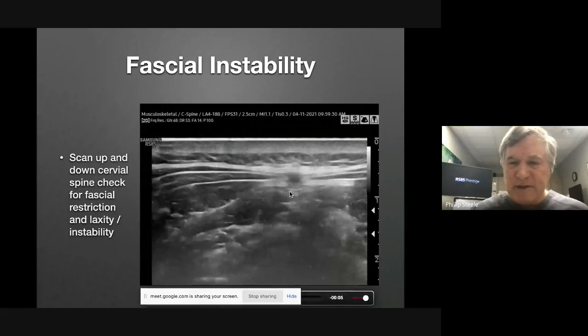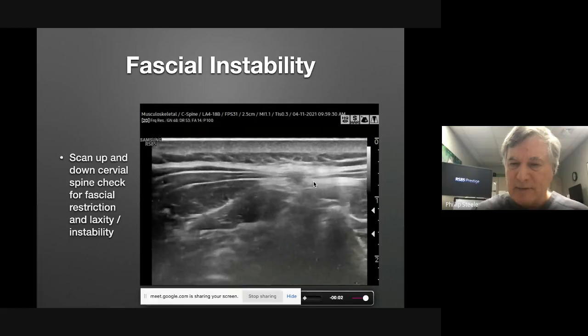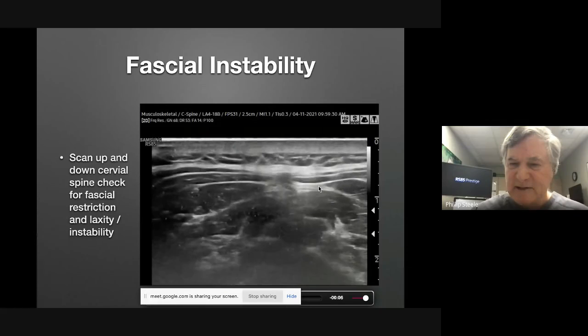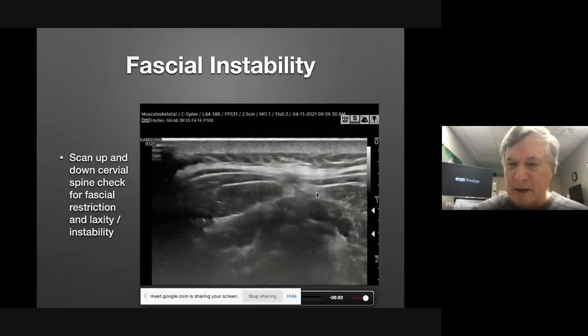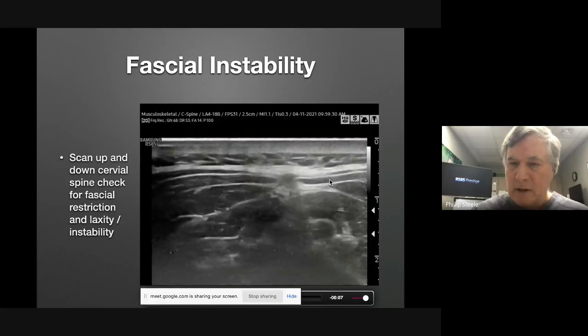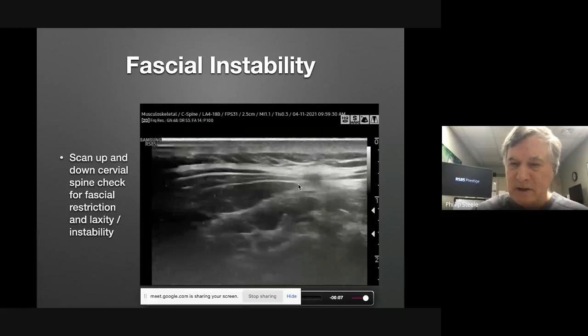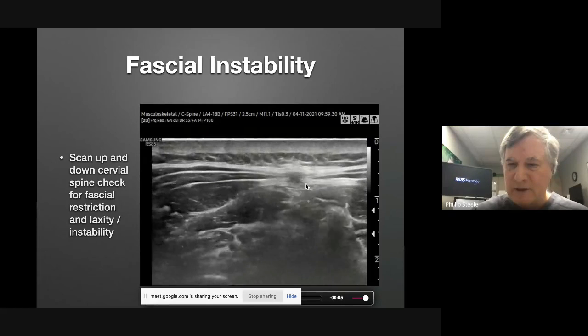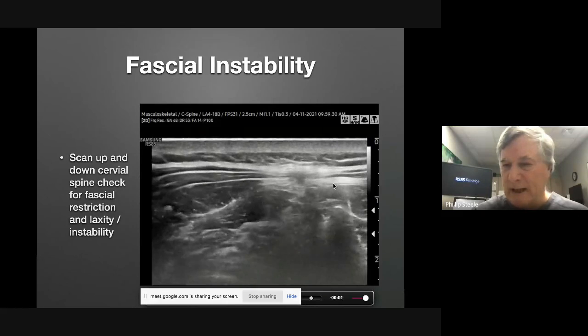So in this image is a different patient. I'm doing a compression test. I'm seeing that this is very unstable here, but both sides are hyperlax. So traps are stable, Splenius Capitis is stable, but this side's completely released. And you'll actually see bowing. If you look at this carefully, you see bowing of the septal portion laterally.